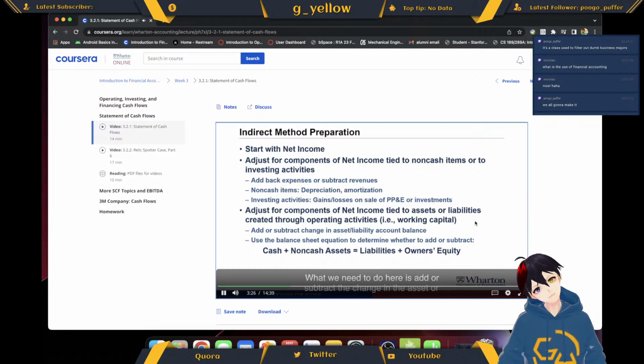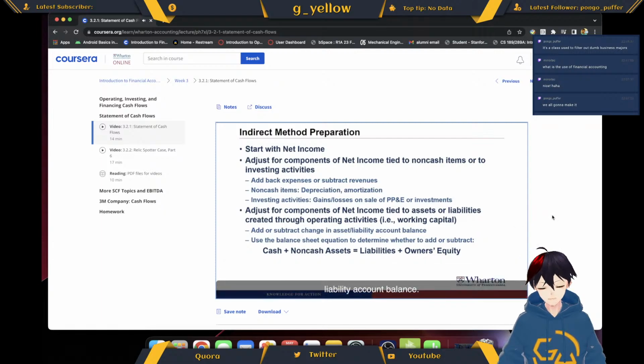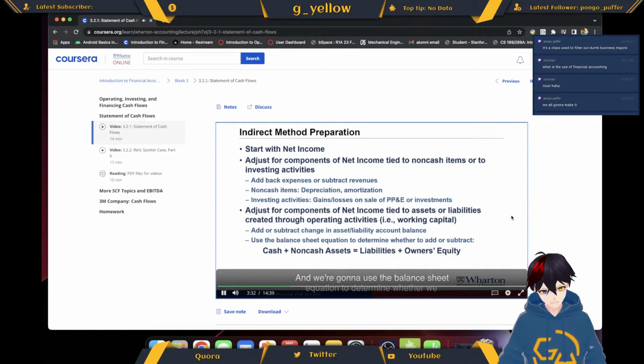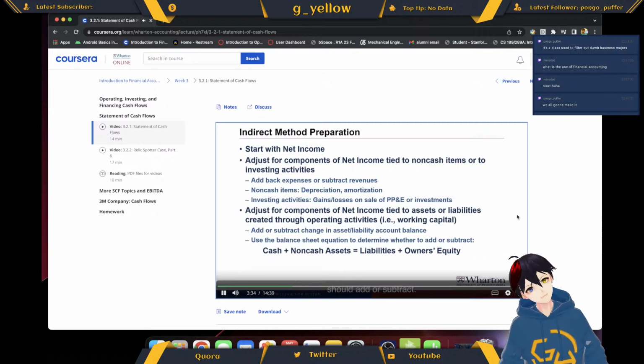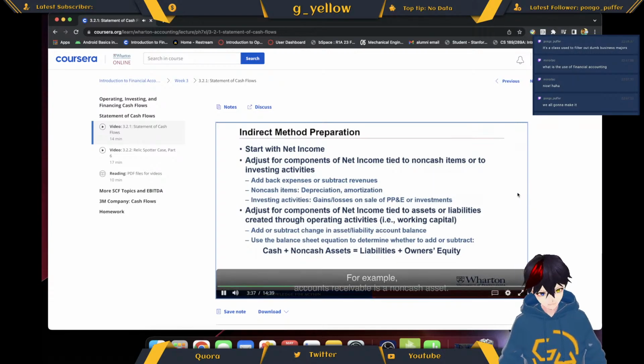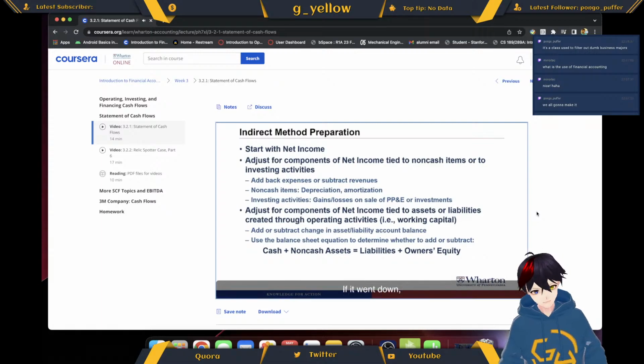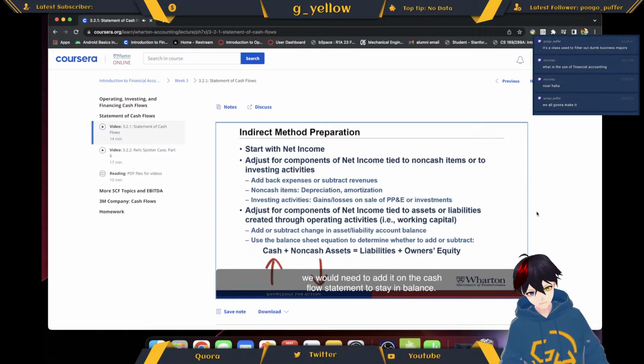What we need to do here is add or subtract the change in the asset or liability account balance, and we're going to use the balance sheet equation to determine whether we should add or subtract. For example, accounts receivable is a non-cash asset. If accounts receivable went up, we would need to subtract it on the cash flow statement to stay in balance. Inventory is a non-cash asset. If it went down, we would need to add it on the cash flow statement to stay in balance.